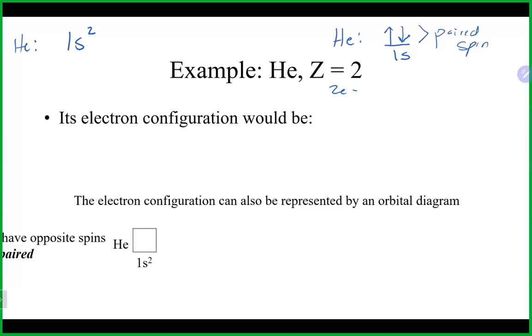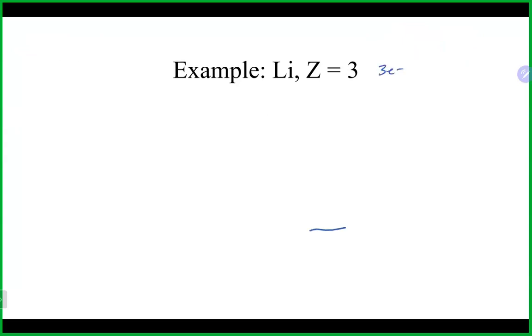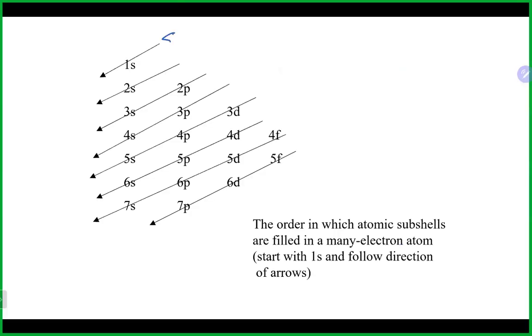Let's talk about the next one, which is lithium. Lithium is number 3, which means it has 3 electrons. And once again, if we come back to our chart here, we're again going to start up here. So we know we are definitely going to use that. That's going to take care of 2 electrons. Once again, we're going to zigzag back. And now we do need to incorporate this one as well.